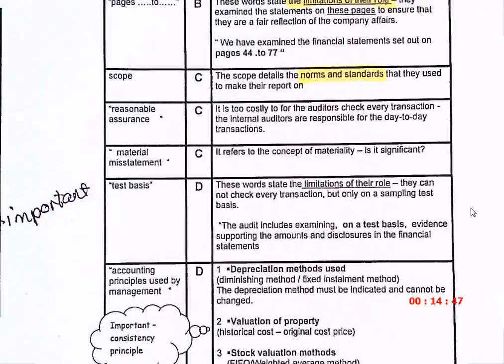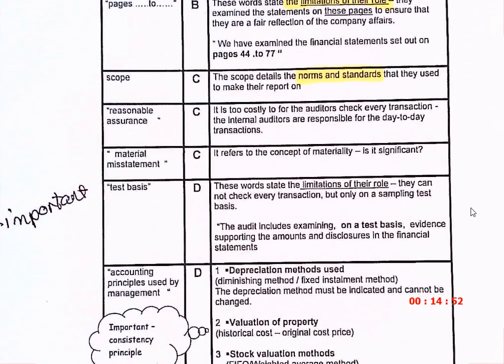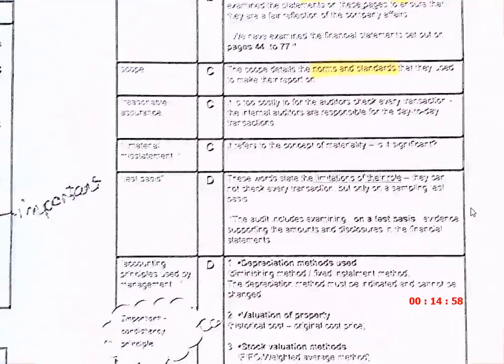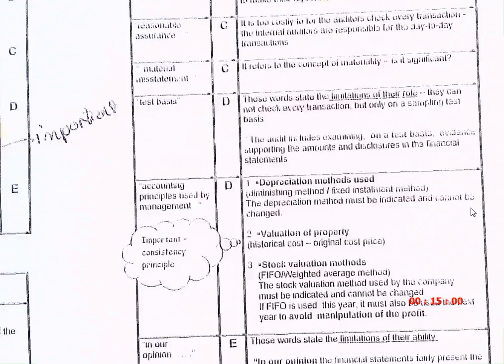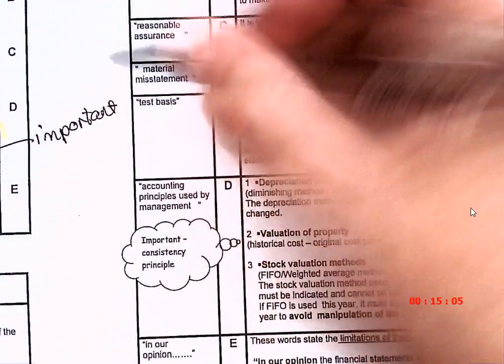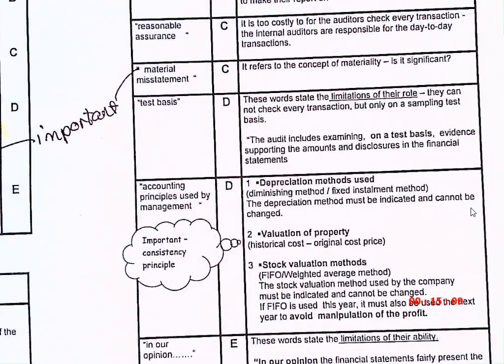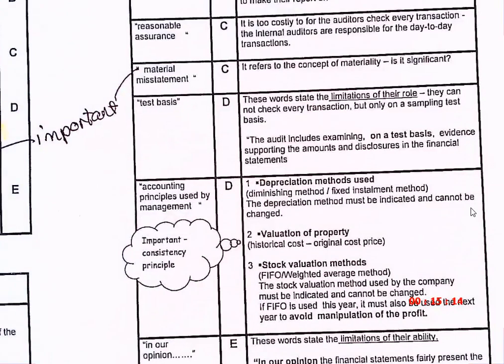Reasonable assurance means that they didn't do every transaction. They did a little spot check. Okay? Material misstatements. So material means important. I almost already said that. So if a misstatement was made that was material, that was important for the shareholders to know, there's something in the statements that doesn't make sense. They have to show it.